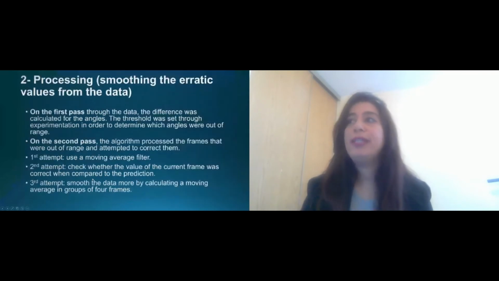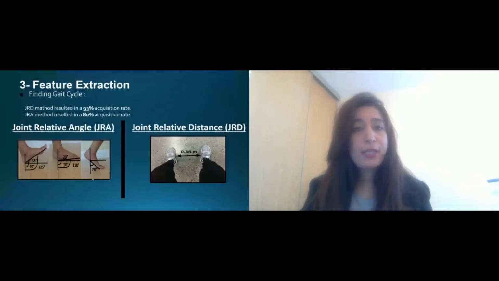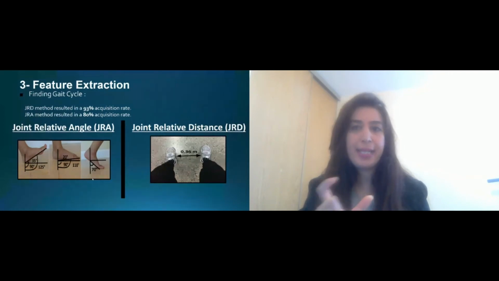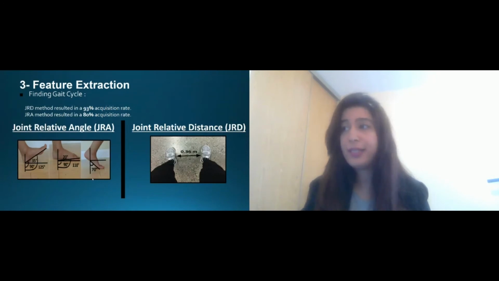After we got the data, we processed the data. We were just smoothing the erratic values from the data. And then before we started to extract other features, we extracted the gait cycle. We have used two methods to extract a gait cycle. These two methods are, as you can see in this slide, joint relative angle, JRA, and joint relative distance, JRD. So two methods of gait cycle detection were used.